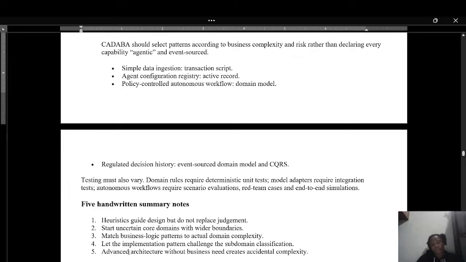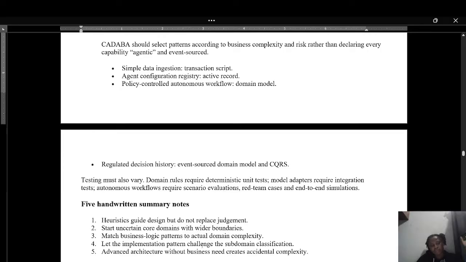So it can be interconnected. So you can enlarge the boundary, you can enlarge the domain to other domains via a contract. So match business logic pattern to actual domain complexity. All business logic should match domain complexity. If you are using event sourcing, make sure it matches domain complexity. Let your transaction script match domain complexity. Let your testing, whether integration or unit testing, match domain complexity.